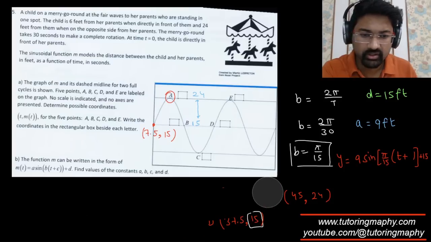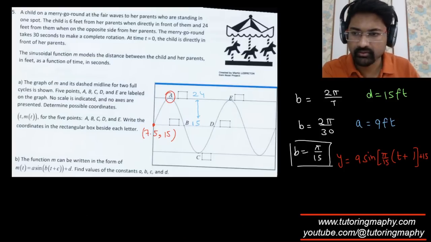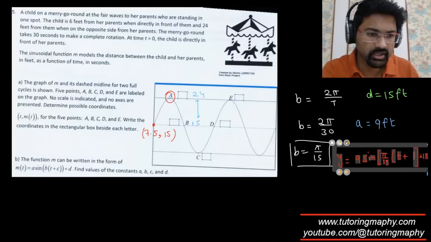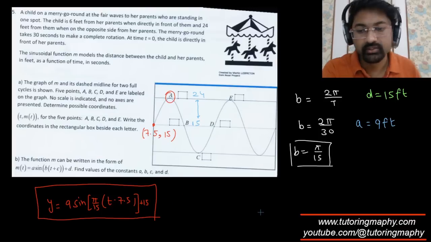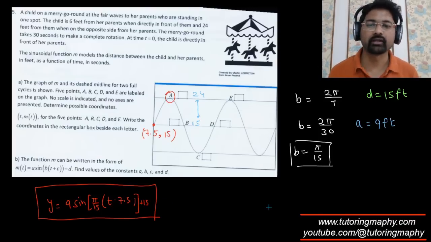So I'm just going to make some space over here. I'm going to pull this guy over here, and there you go. I have my answer as t minus 7.5. That is the final equation. So this is my final answer.